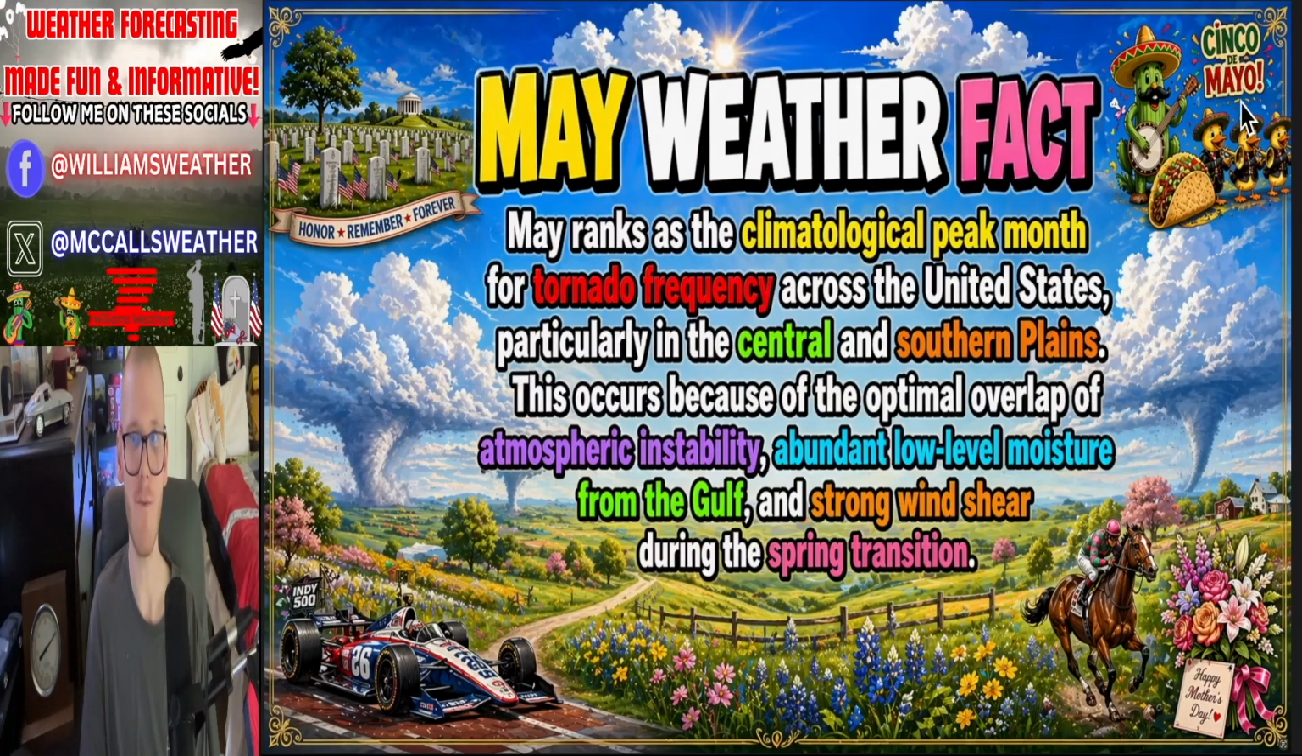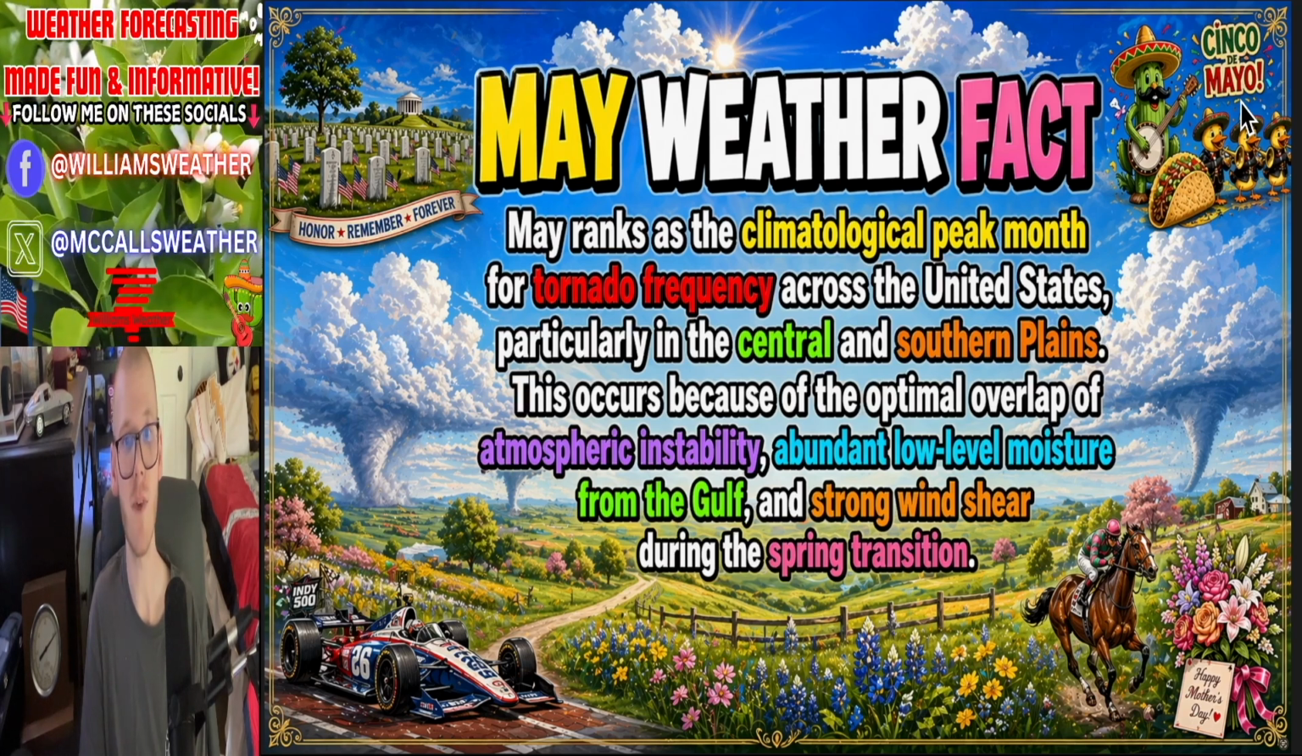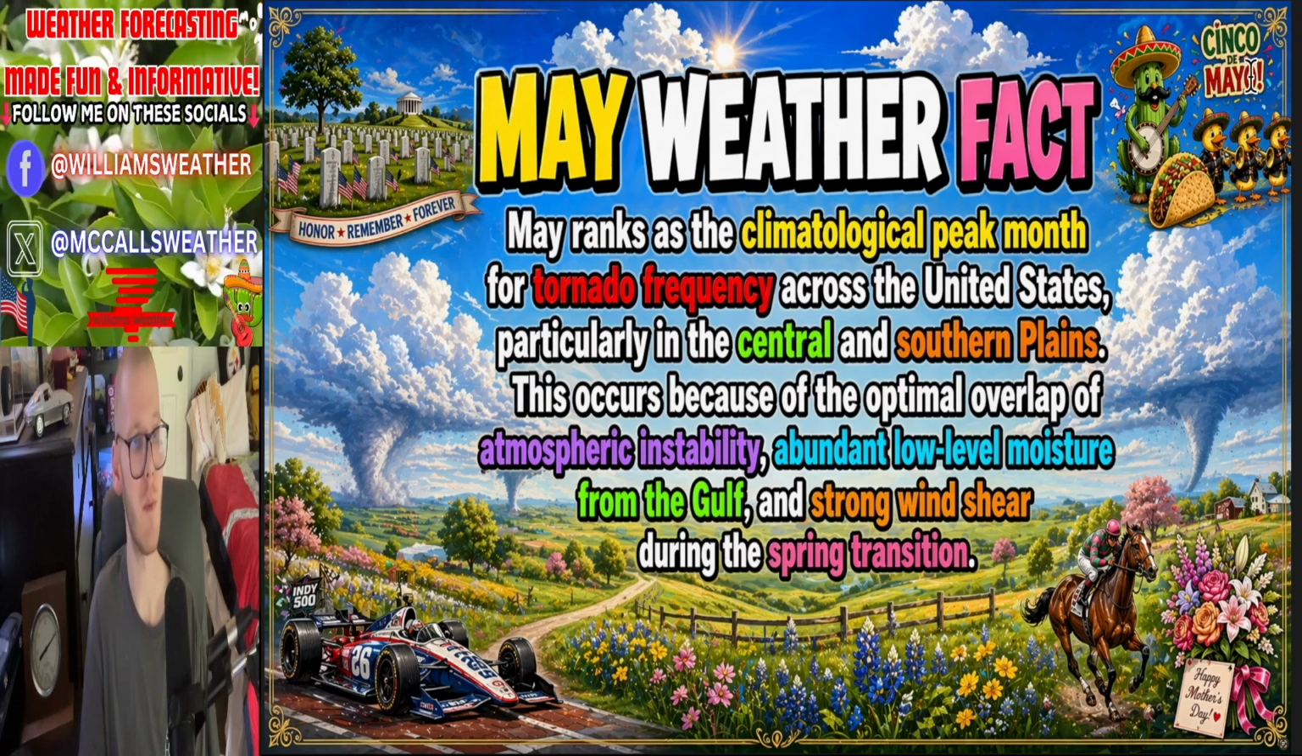Now on to some interesting May facts and folklore that you either knew or maybe even not knew. Starting off with a May fun fact, May ranks as the climatological peak month for tornado frequency across the United States, particularly in the central and southern plains. This occurs because of the optimal overlap of atmospheric instability, abundant low-level moisture from the Gulf, and strong wind shear during the spring transition. So we're heading into peak severe weather season, y'all, so definitely be prepared for that.